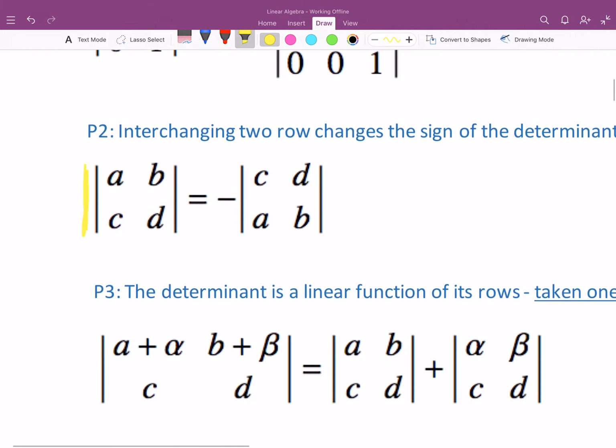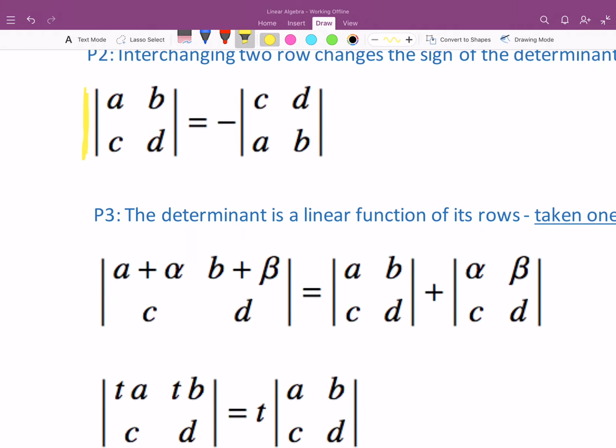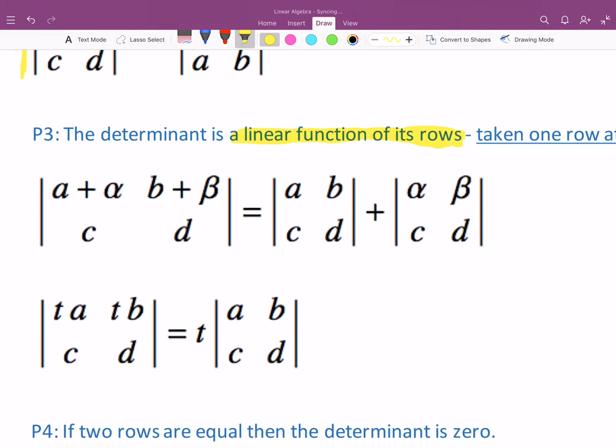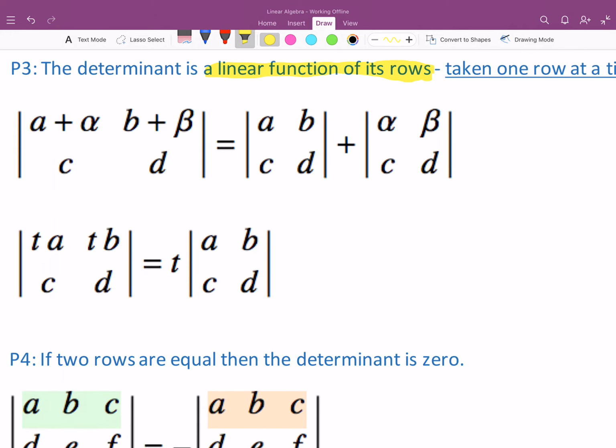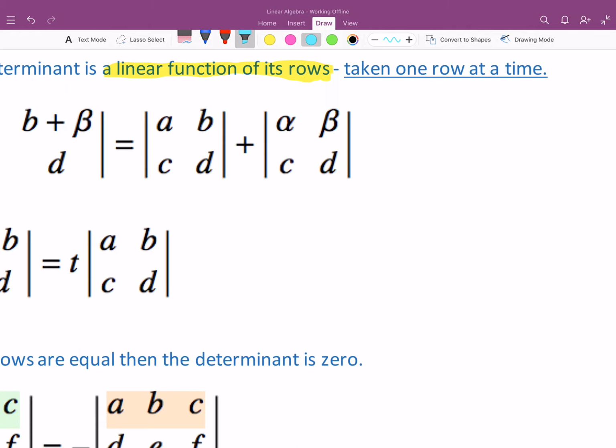The third defining property is that the determinant is a linear function of its rows. Now this is, for people that just learned properties of determinants, this might be the more difficult one to understand. And there are two parts to this linearity. And the other part that we have to take into account is that this linearity needs to be understood as taking one row at a time.